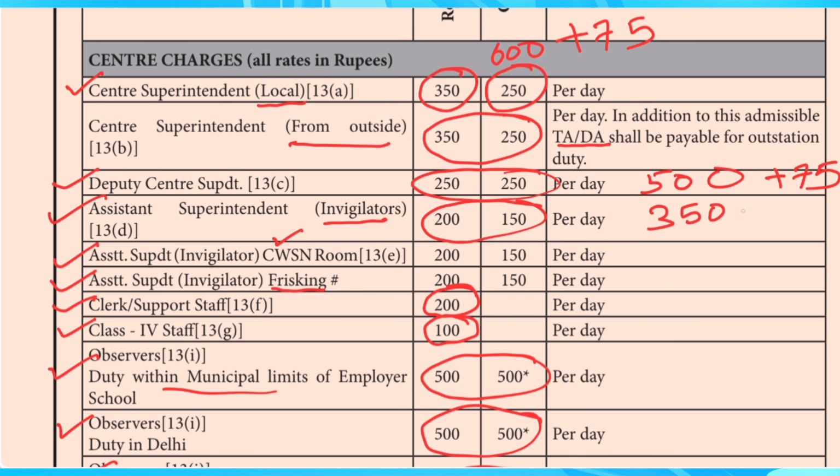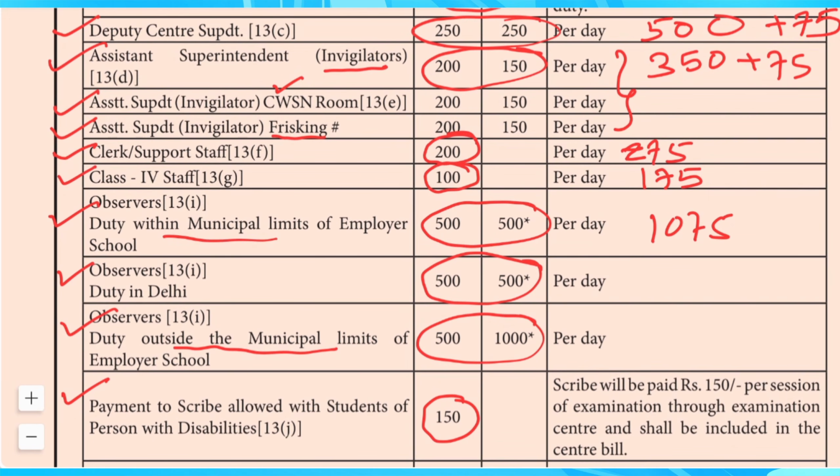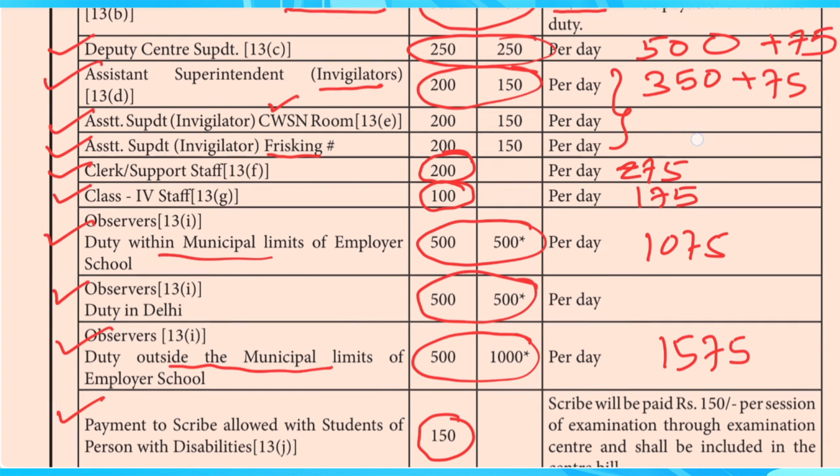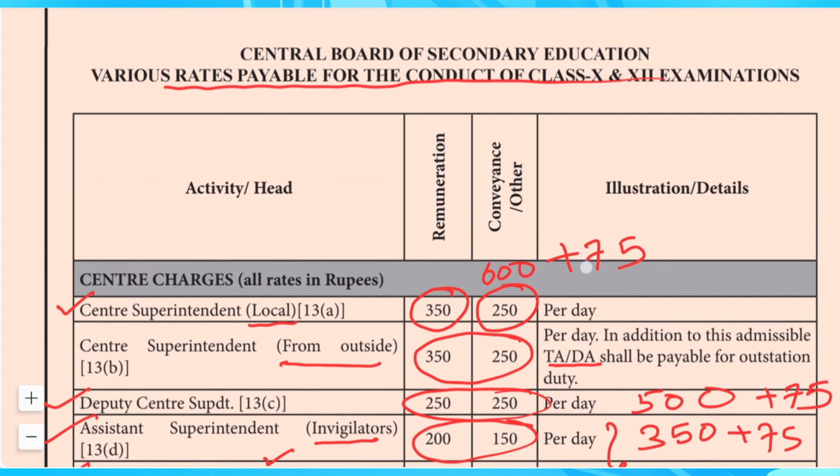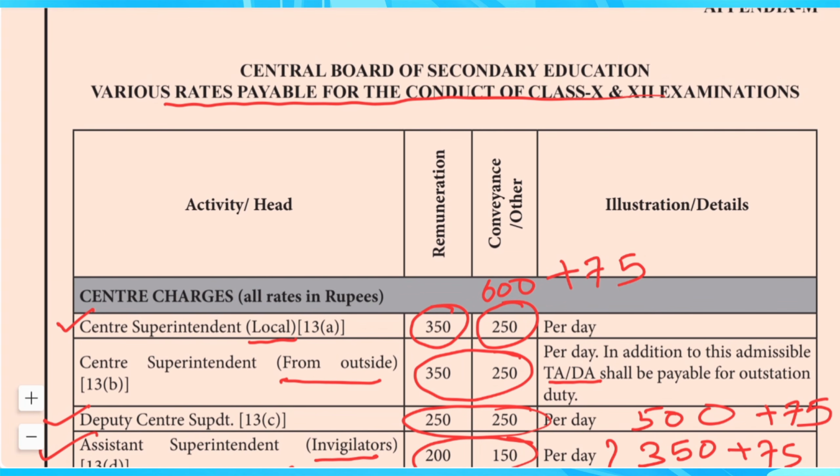Then Assistant Superintendent will get 425. This is for all of these. For clerk, they are going to get 275. For class 4, they are going to get 175. Same way, observer will also get 1075 for those within the limit, and outside one 1575 rupees. So this is the payment for invigilation duty, all the payment related to invigilation duty for board exam.